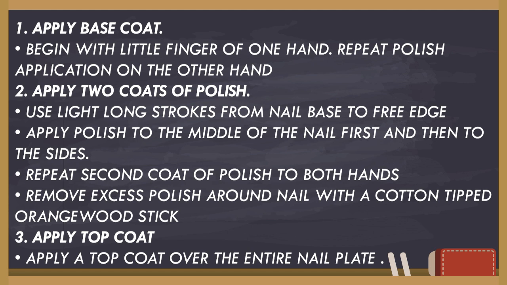First, you need to apply the base coat. You begin with the little finger on one hand. Repeat polish application on the other hand. Next, apply 2 coats of polish. Use slight long strokes from nail base to free edge. Apply polish to the middle of the nail first and then to the sides. Repeat the second coat of polish on both hands and remove excess polish around the nail with a cotton-tipped orange wood stick.